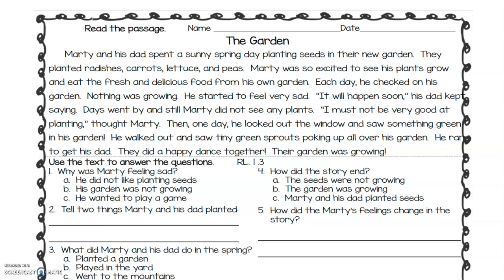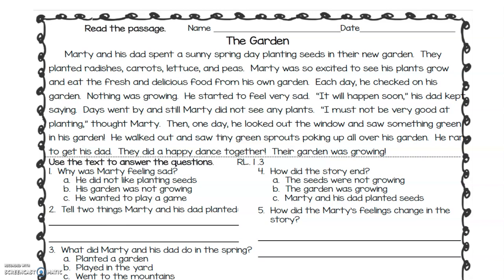Days went by, and still Marty did not see any plants. "I must not be very good at planting," thought Marty. Then one day he looked out the window and saw something green in his garden. He walked out and saw tiny green sprouts poking up all over his garden. He ran to get his dad. They did a happy dance together. Their garden was growing.